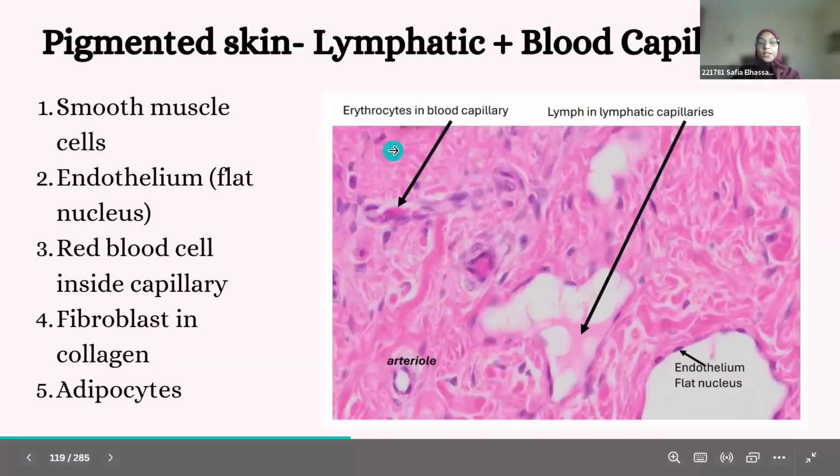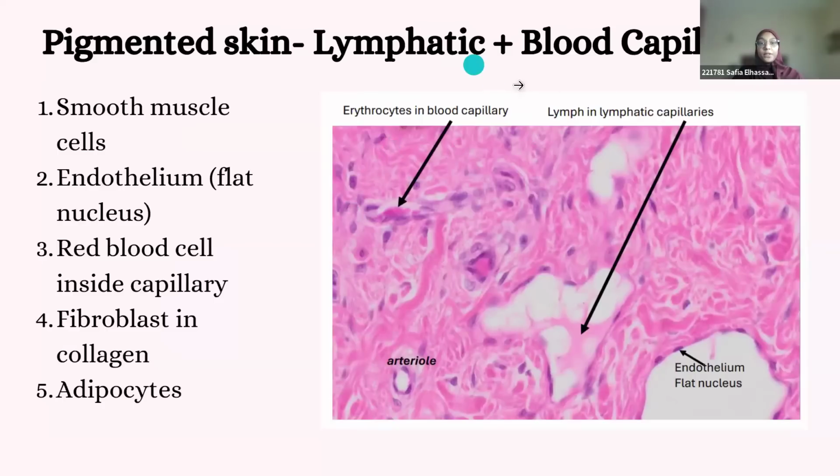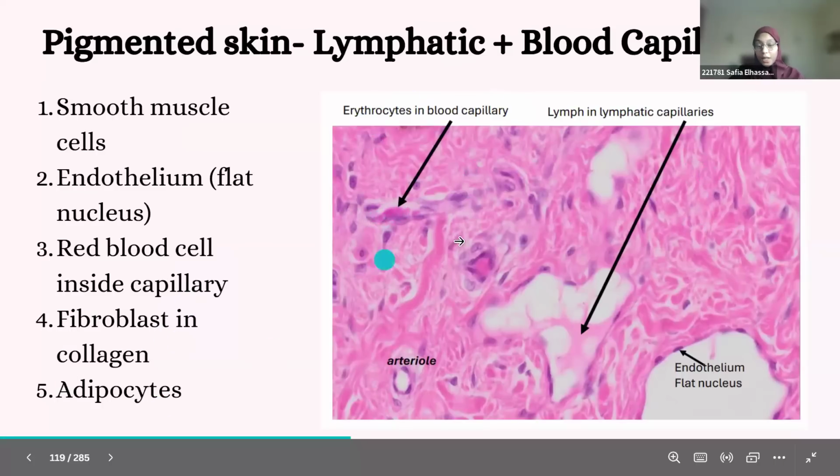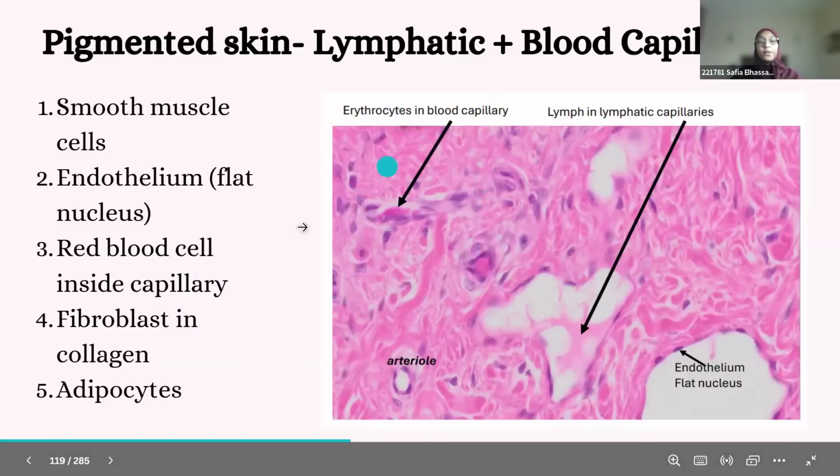Here in the slide, we can see the lymphatic and the blood capillaries. So how can we tell this is a blood capillary? Again, because of the RBCs, they're lined up one at a time, and you can see the endothelial cells with their flat nuclei. You can also see smooth muscle cells here, and you can see collagen, which is synthesized by fibroblasts. There will also be adipocytes here, but I don't think you can appreciate them very well in this slide.